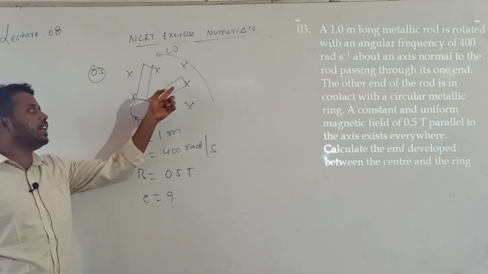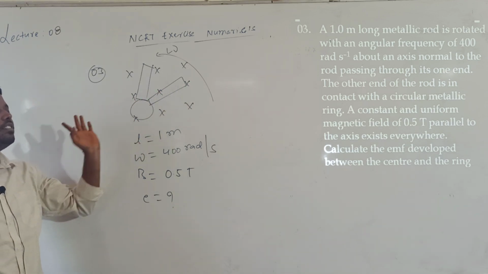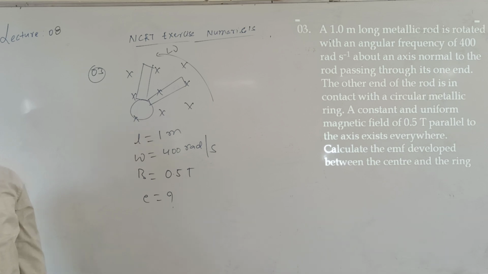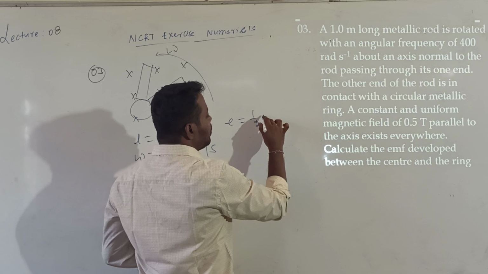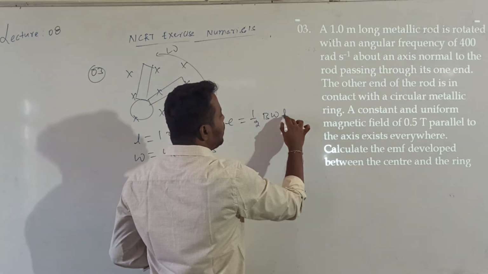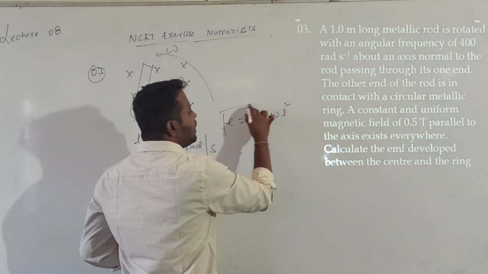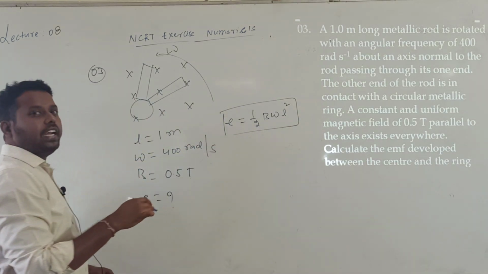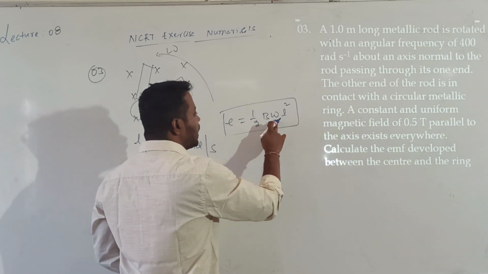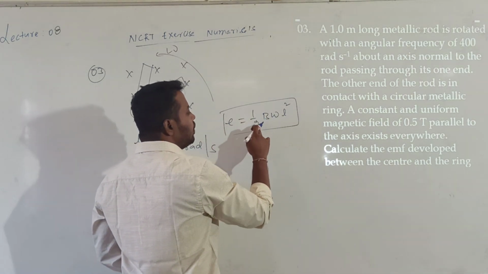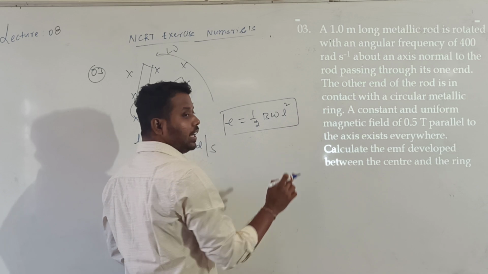Since the rod is connected across the circular ring, the induced EMF will develop across the ring. That induced EMF is given by E equals 1 by 2 into B into omega into L square. Can I write it directly? Whenever a rod of length L rotates in a uniform magnetic field of induction B with an angular velocity omega, E is given by 1 by 2 into B into omega into L square.